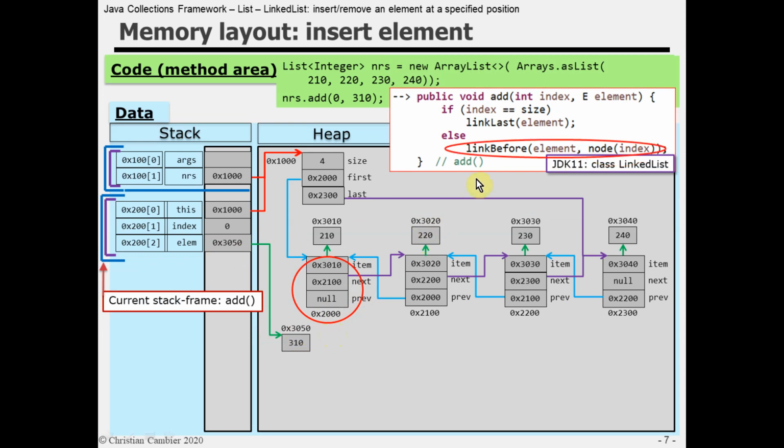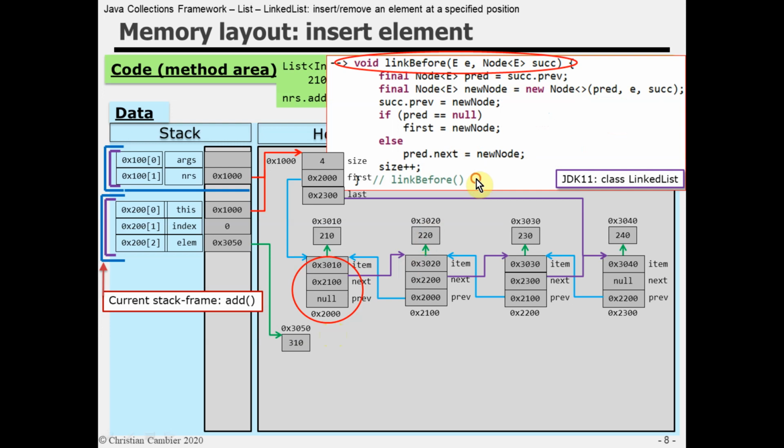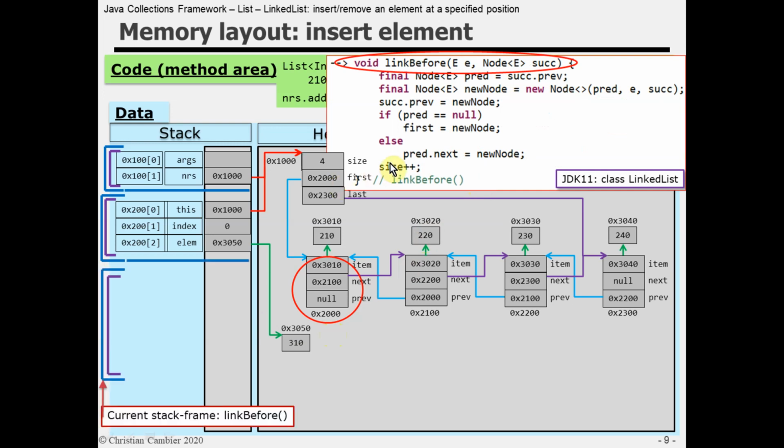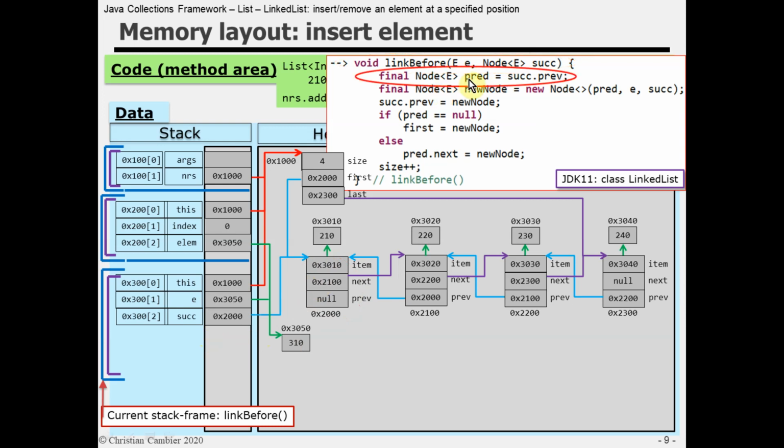So now we invoke the linkBefore method and set up the stack frame. So the first value is the this pointer. The next value is the first parameter e, referring to the integer object, and then the successor, that was this value 2000, our first node. This node will represent the successor of the new node. Then a new local variable pred, and I think this is actually a syntax error in the JDK and should be previous because it represents the previous node.